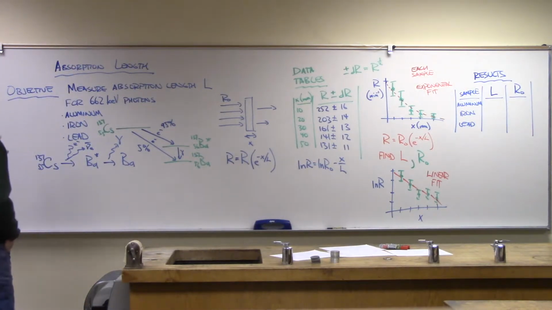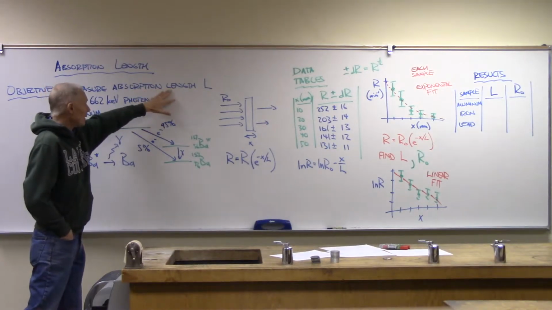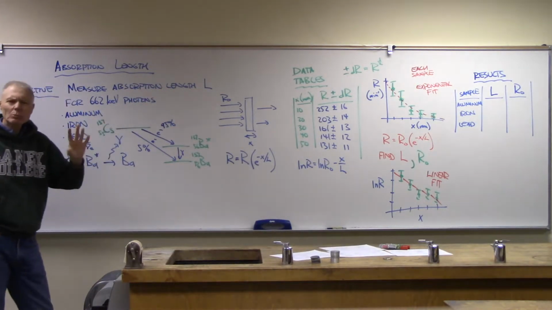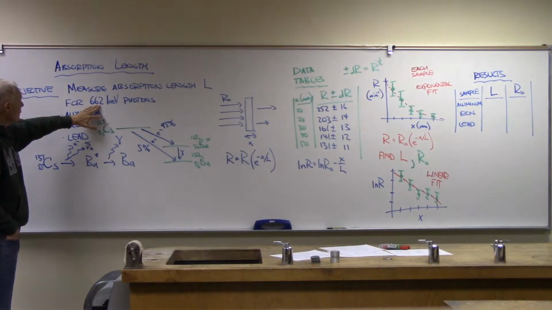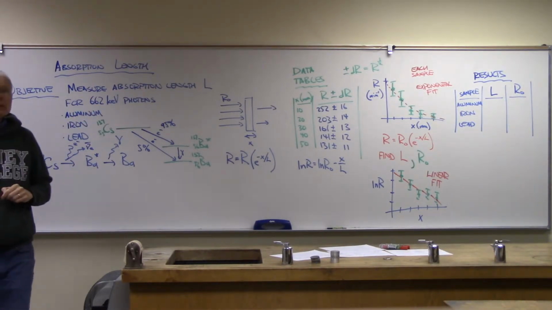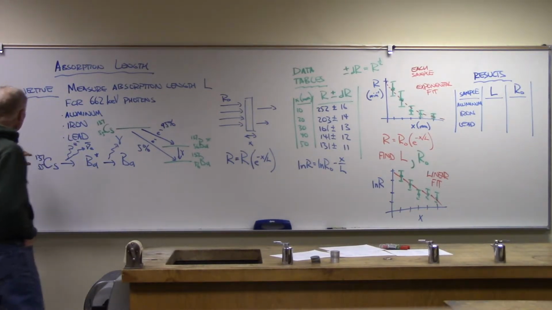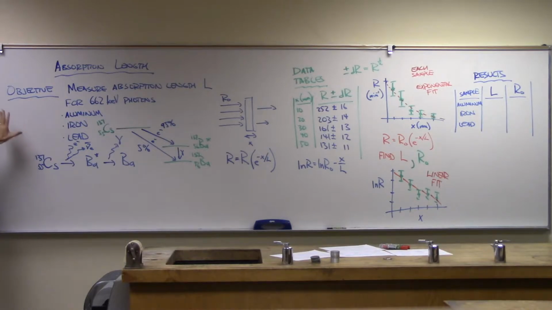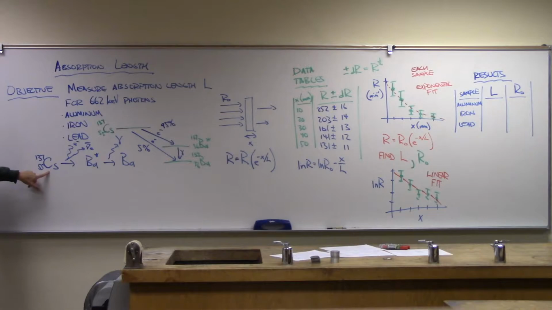And so for us today, we're going to be measuring the absorption length, which is going to tell us, we'll talk about what that means, for aluminum, iron, and lead. And what we're going to be using in terms of a radioactive decay particle are 662 keV photons. Now, where that's coming from is the beta and then gamma decay of cesium-137.